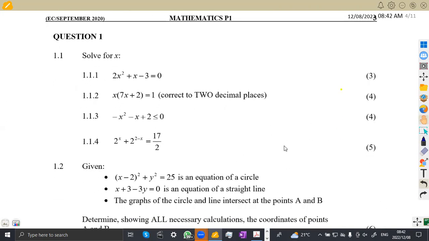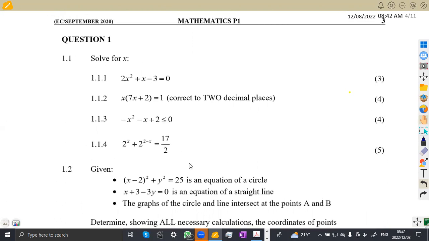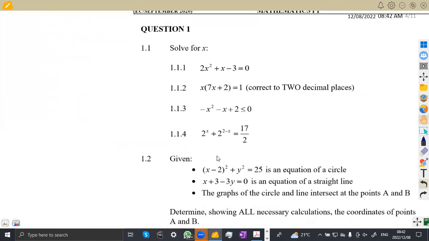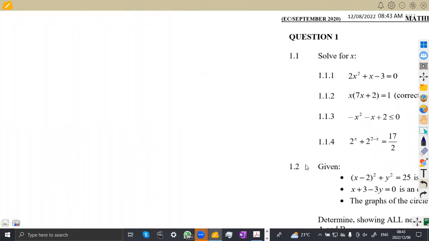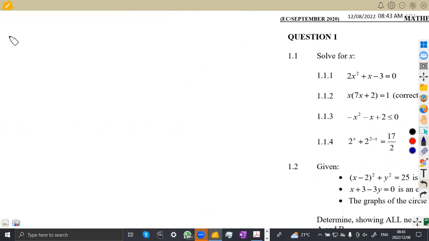All right, so without wasting much time, we've got the first question that we are given, 1.1, solve for x. All these equations and also the inequality that we have, we are solving for x. So we've got the first question. I'm just going to write it aside so that we can see actually what we're supposed to do. That's 2x squared plus 3x minus 3 is equal to 0. That's the first equation that we are supposed to solve, 1.1.1. All right, so 2x squared plus x minus 3 is equal to 0.